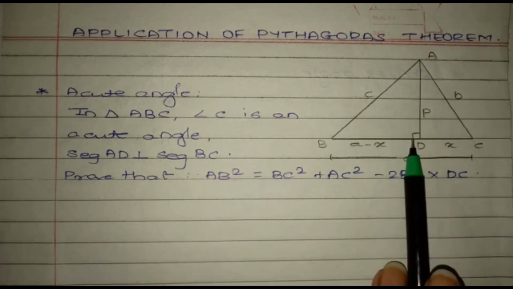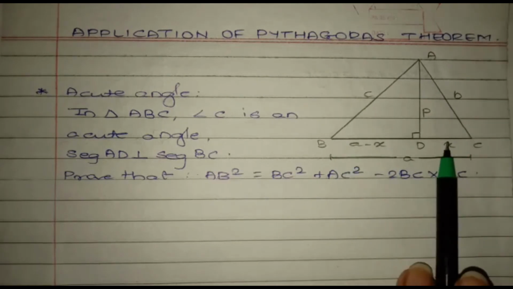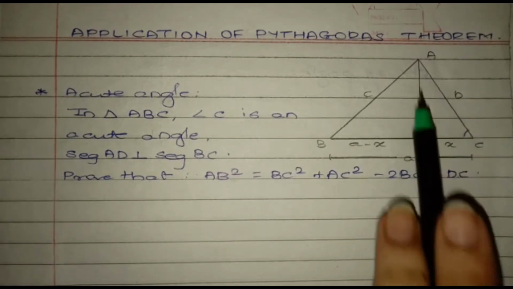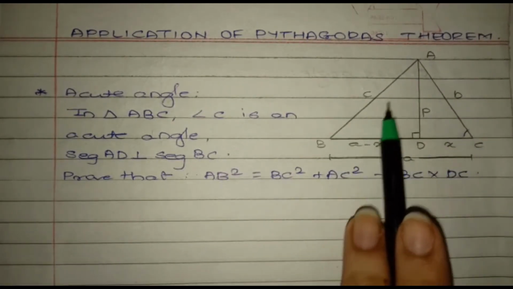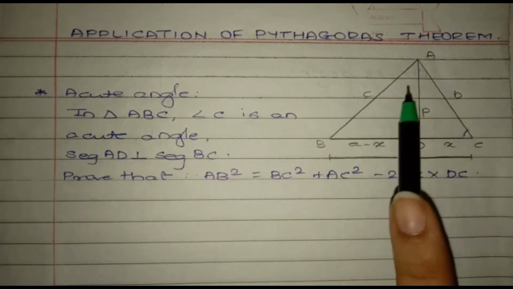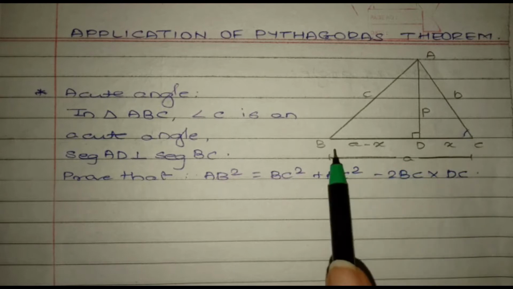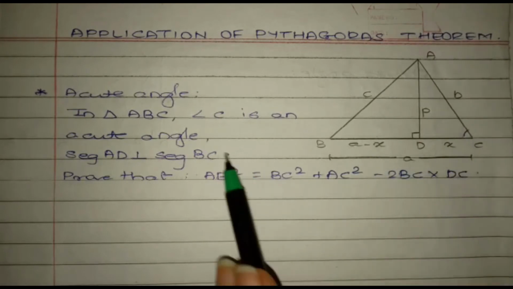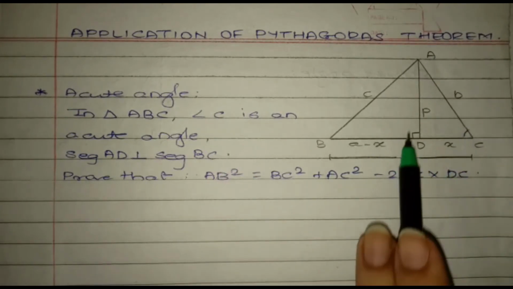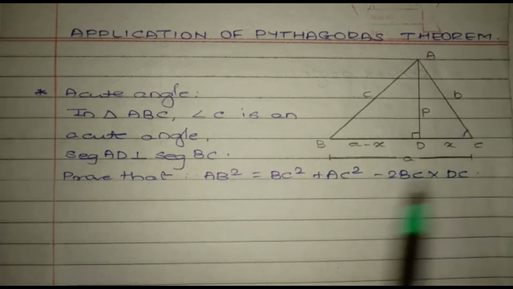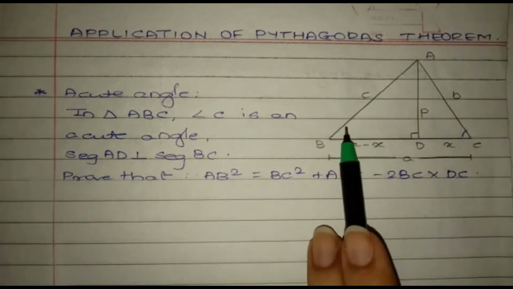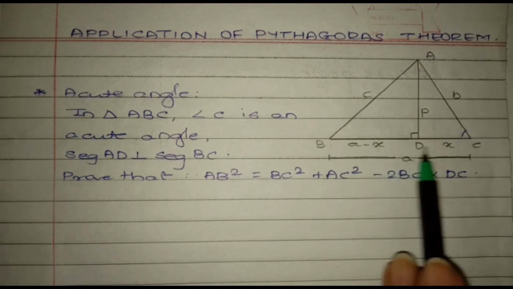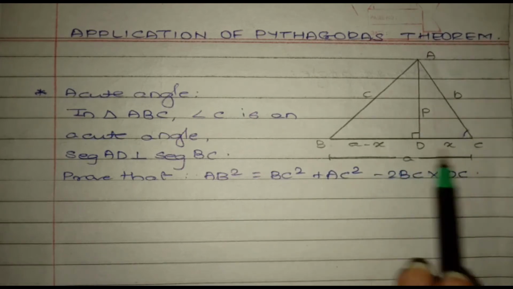Now in this triangle we have two acute angles, that is angle B and angle C, but we are going to consider only angle C. So we are going to find the relation between AB square, that is the side opposite to acute angle is AB, and the remaining two sides, that is BC and AC. So in triangle ABC, angle C is an acute angle, segment AD is perpendicular to segment BC. Now we have to prove that AB square is equal to BC square plus AC square minus 2 into BC into DC.